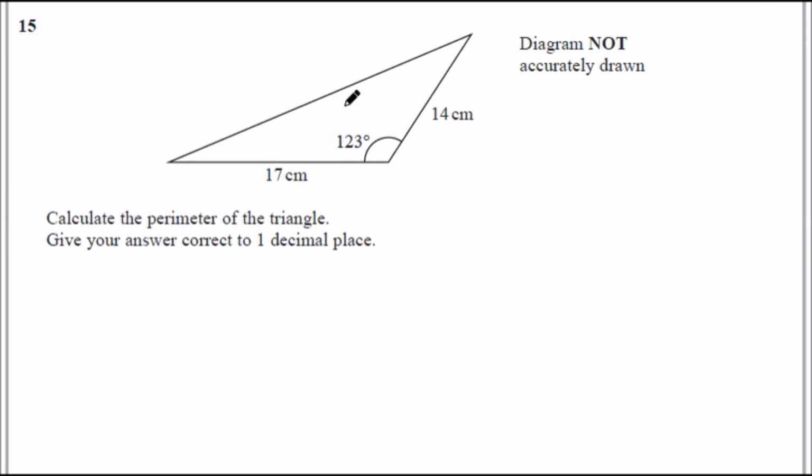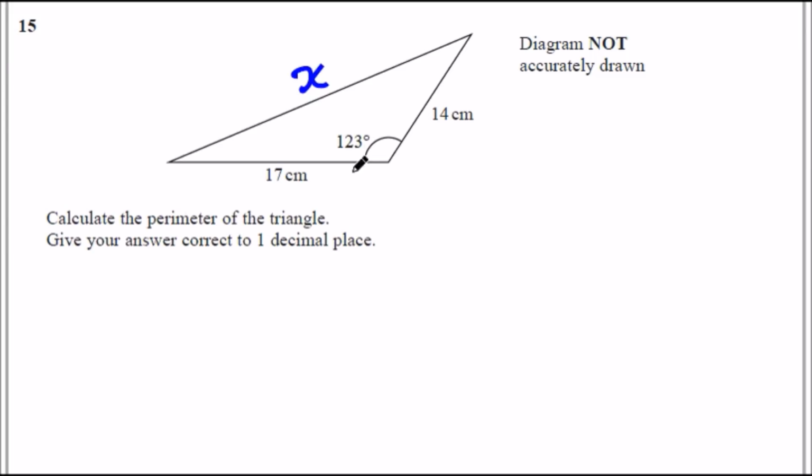Okay, number 15. So we're given a triangle. This looks like a cosine problem, maybe. Calculate the perimeter of the triangle. Perimeter means we need to find all the lengths, and to find the lengths, we need to find this unknown length. Carefully, this is definitely a cosine problem. You have 3 lengths and an angle.